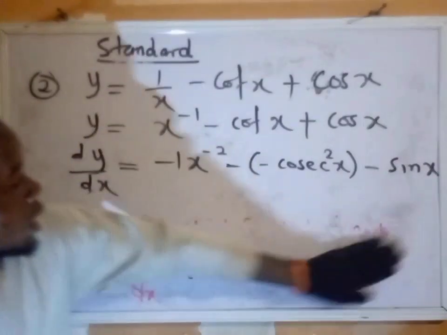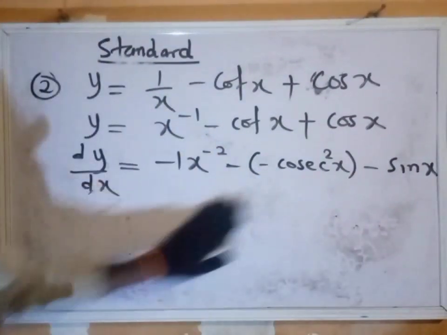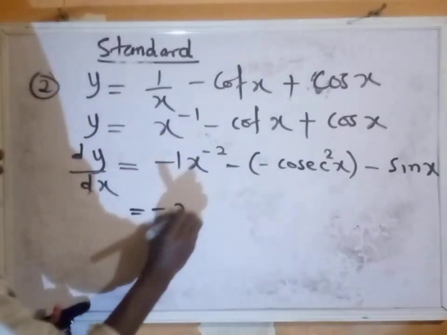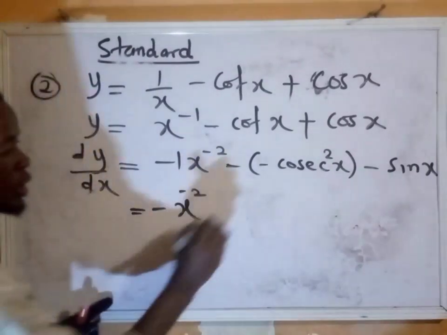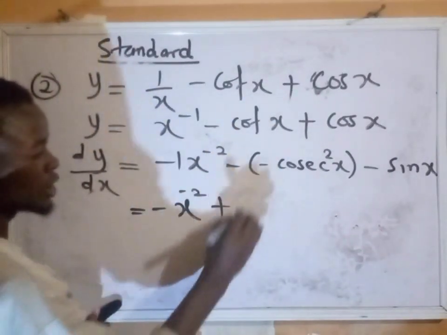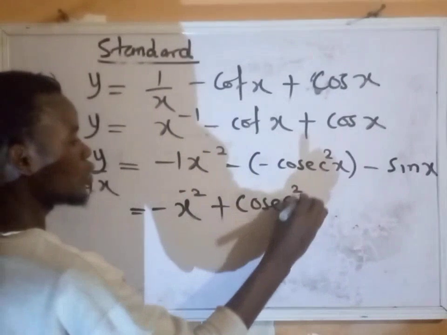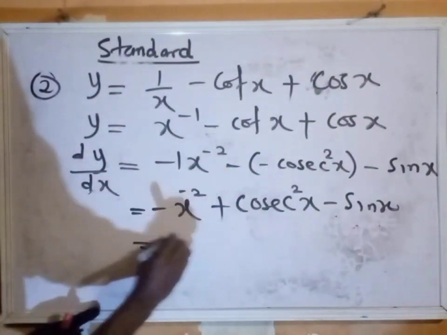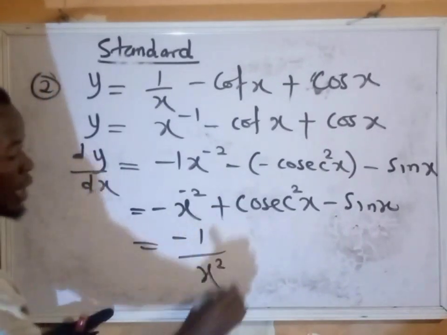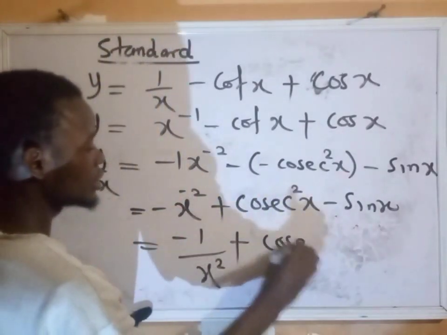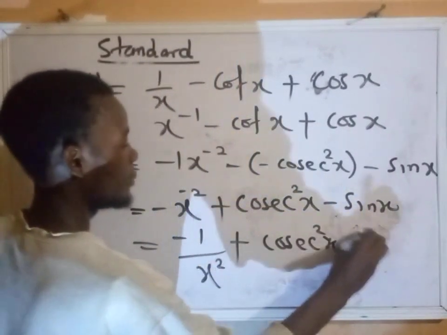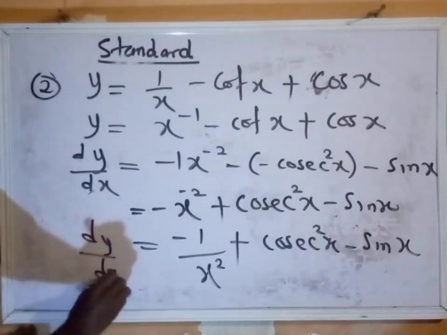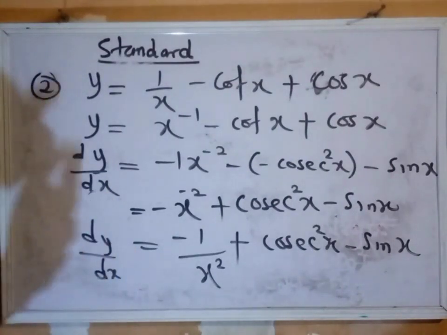Now I can find the final answer. The final answer for this one is going to be minus x raised to the power minus 2, and negative multiplied by negative is positive, so plus cosec square x minus sine of x. You can write this as minus 1 divided by x squared plus cosec square x minus sine of x. So this is dy over dx of this particular function.